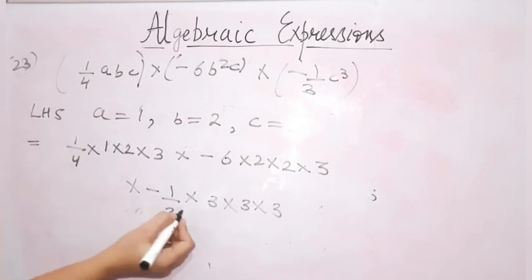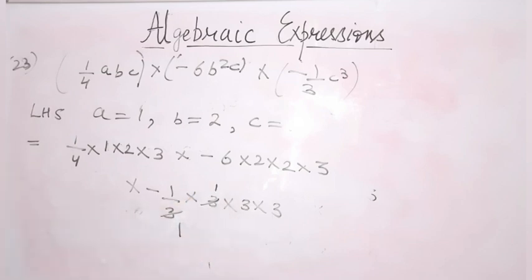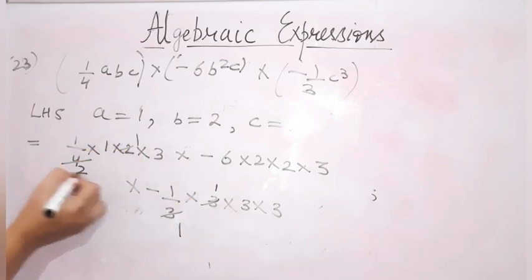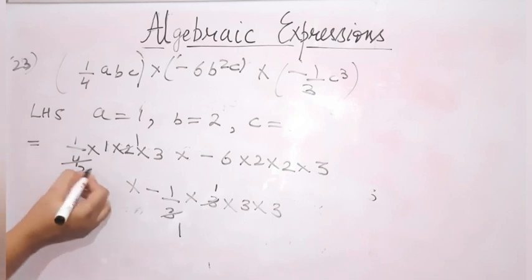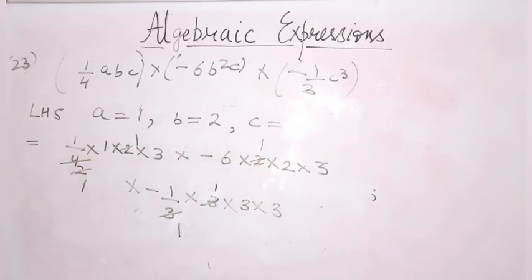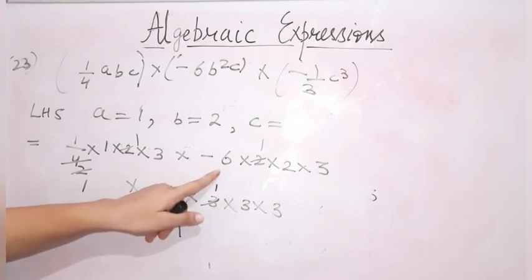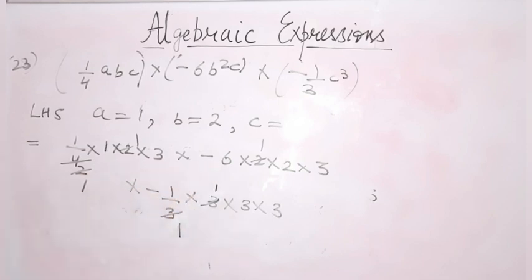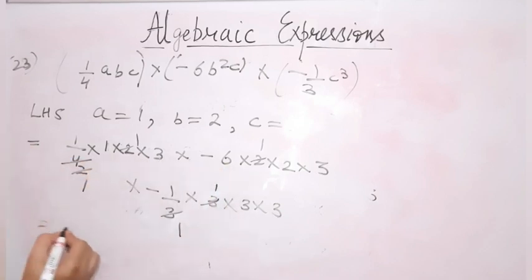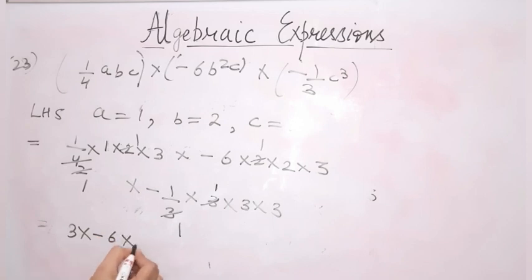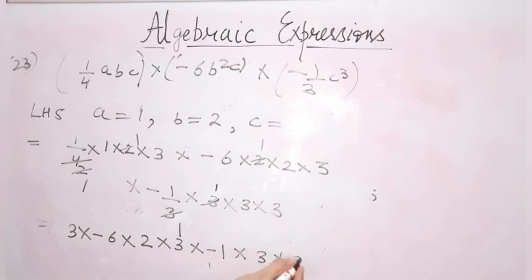As I can see, 3 ones are reduced, 2 twos are 4, reduced, and 2 ones are 2, again I have reduced. Now what is remaining? This minus and this minus are in multiplication, so it will become plus. Let me write it together: 3 multiplied by minus 6 multiplied by 2 multiplied by 3 multiplied by minus 1 multiplied by 3 multiplied by 3. So this minus and minus is going to become plus.